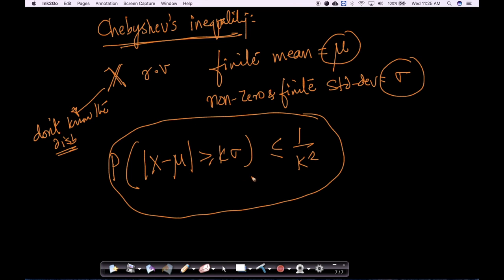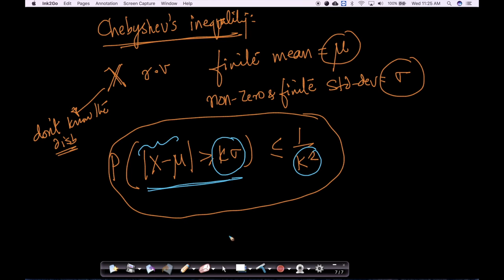What does this mean? Let's go step by step. This part basically means that we are k standard deviations away, and here I just have k as a constant. If I want two standard deviations away, I'll just put 2 here, and this is 1 by 2 square. So this part and this part are clear. But what about this part? What does this whole thing mean?